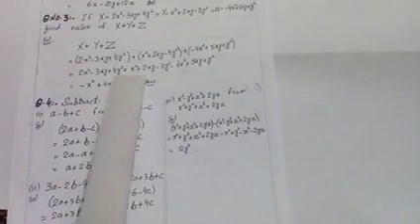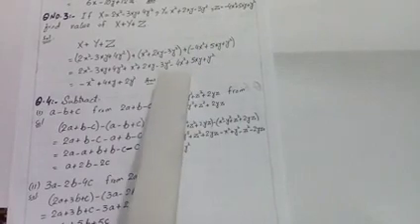When you add plus 4y square and plus y square, this will become 5y square, and 5y square minus 3y square. 5 minus 3 will be 2. So we get 2y square.